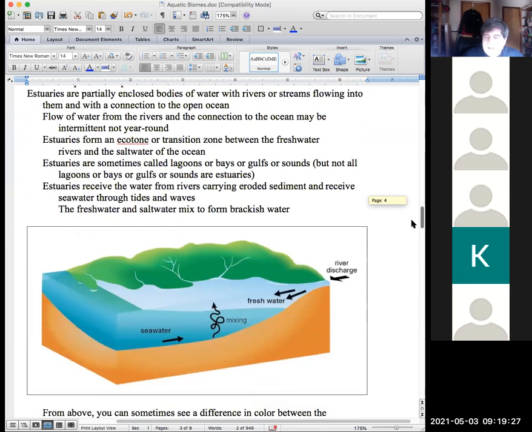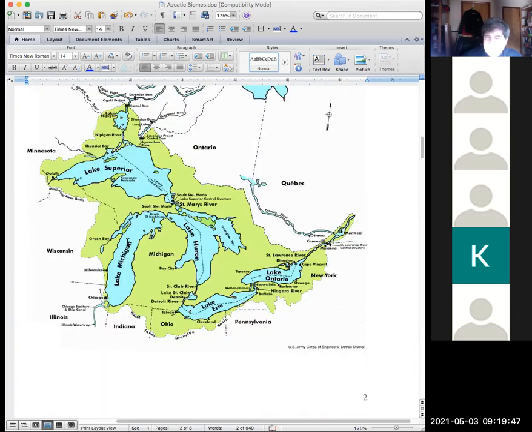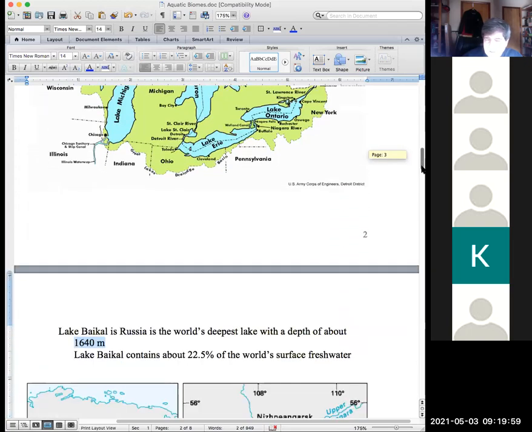Now let's think about estuaries. Estuaries are bodies of water, and they're usually defined as being partially enclosed by land. Now what we mean when we say they're partially enclosed, think about a lake. If we go back to our map of the Great Lakes, Lake Michigan is pretty much completely enclosed by land. There's a little connection to Lake Huron. Notice this area down here is Green Bay, which I'm sure you've heard of.